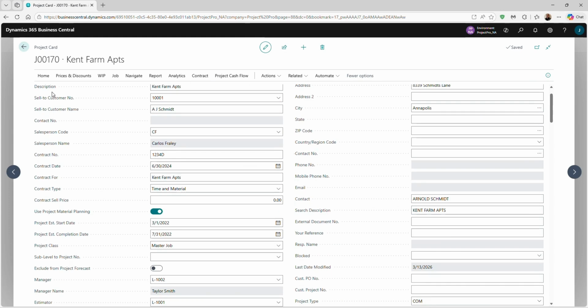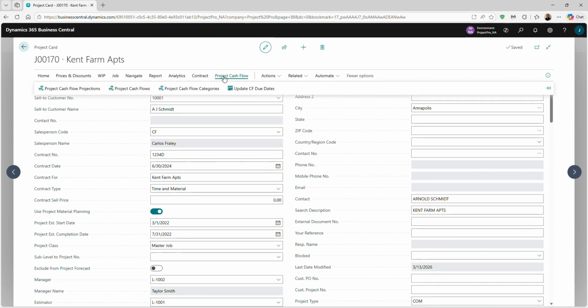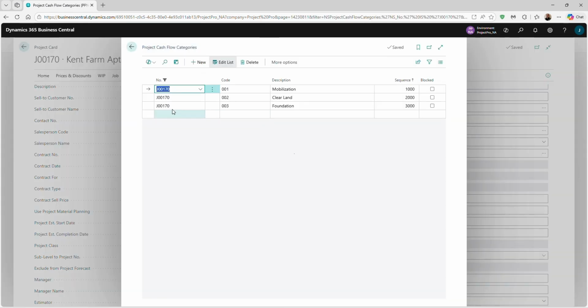The next step under cash flow is setting up which cash flow categories we're using for this particular project. In this case, we're utilizing all three, but it's not mandatory to use every category for every project. We define which categories are applicable.